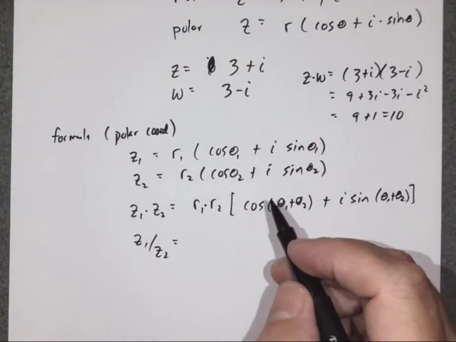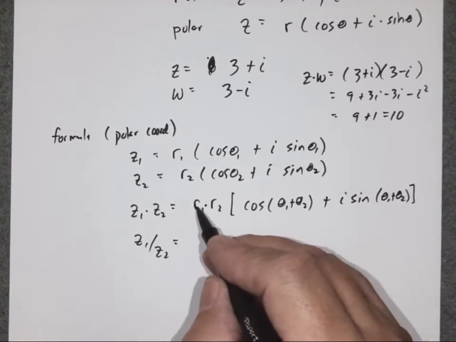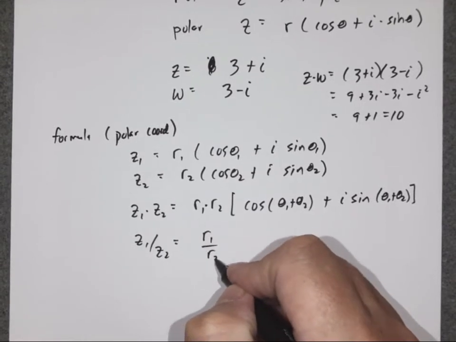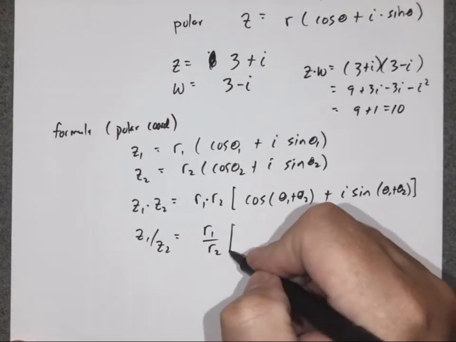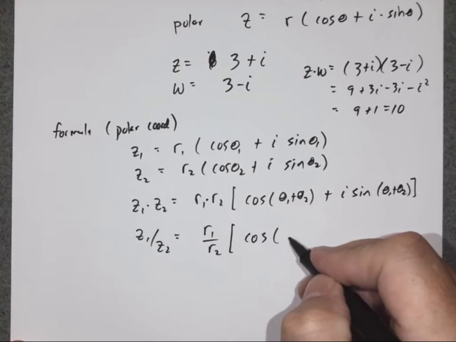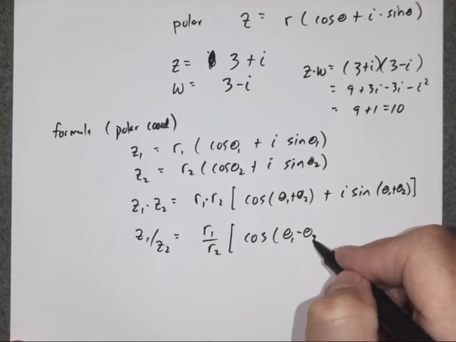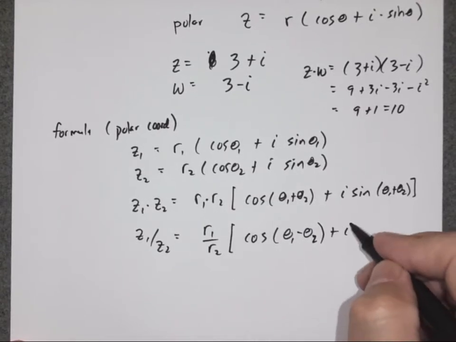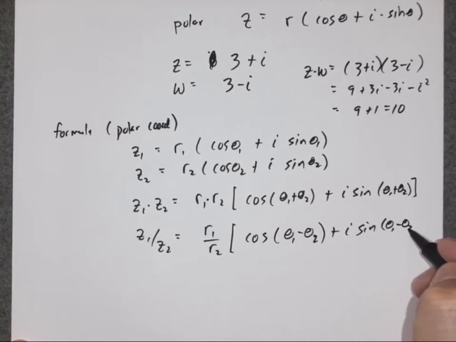Now this might make sense to you: when we multiply complex numbers, we multiply r1 and r2. What do you think we might do here? Yep, we take r1 divided by r2. And if we add the angles together when we multiply, you know what we do when we divide? Cosine of theta 1 minus theta 2, plus i sine of theta 1 minus theta 2.